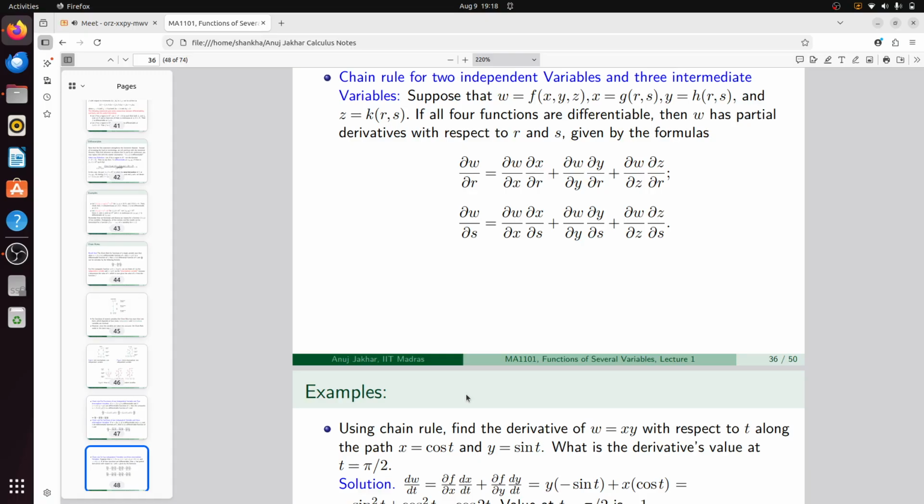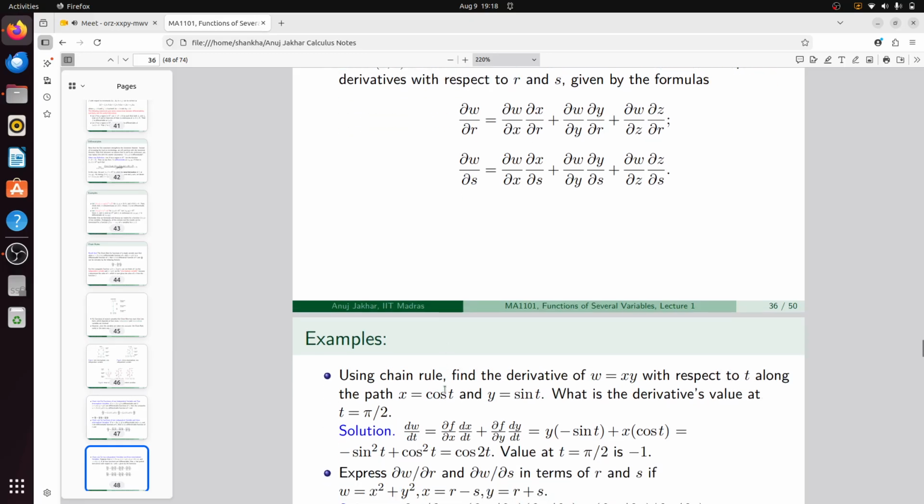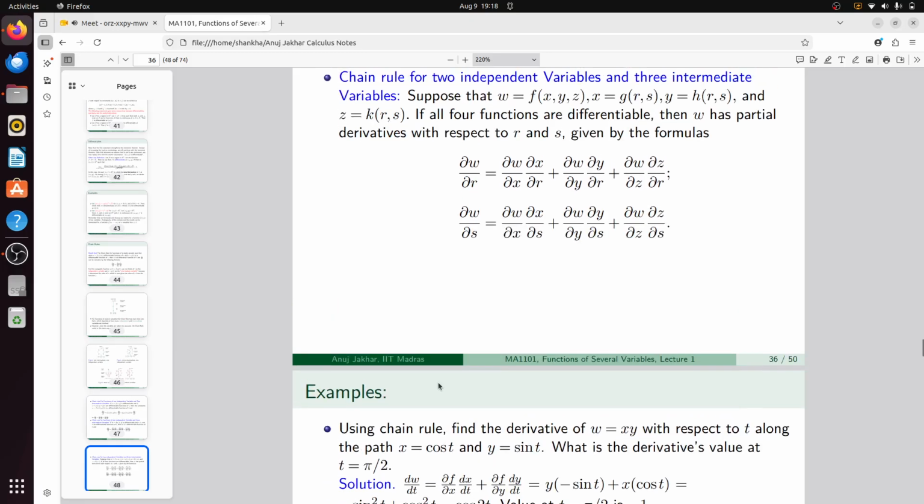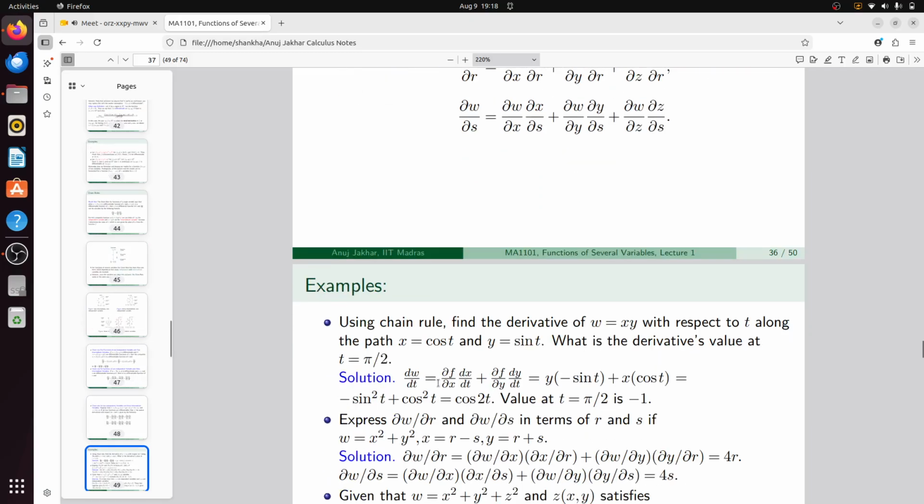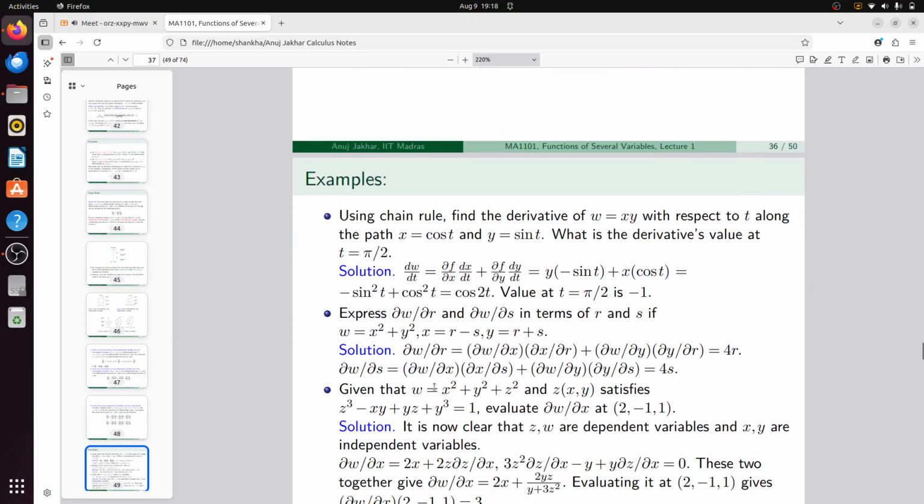Minus y. It is minus 1. Yes, you are correct. So dw minus dt, y, minus 1. So dw dt: del f del x, you take dw dt, del f del x dx dt plus del f del y dy dt, and then just put the same thing.